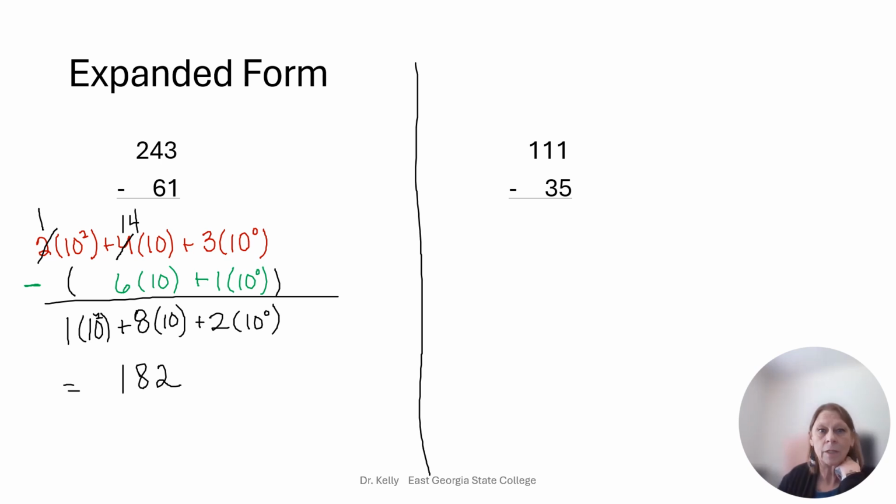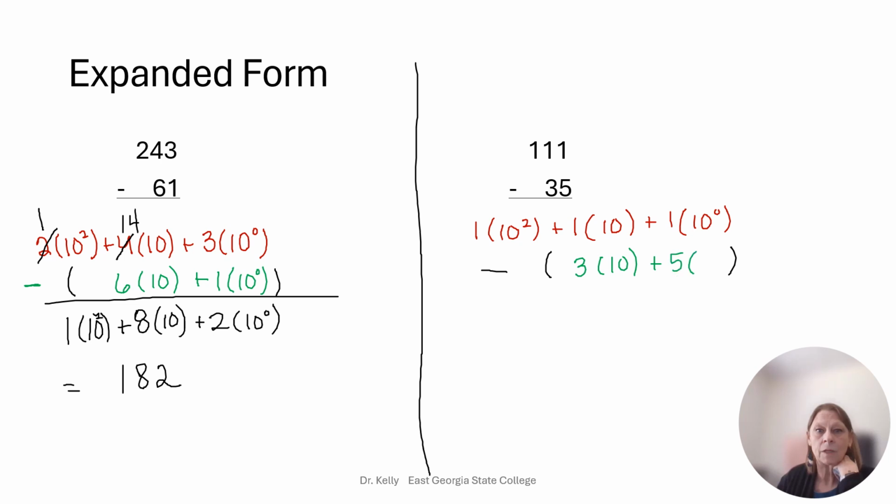Check this out here. So this is 1 times 10 squared plus 1 times 10 plus 1 times 10 to the 0 power, minus 3 times 10 plus 5 times 10 to the 0 power.